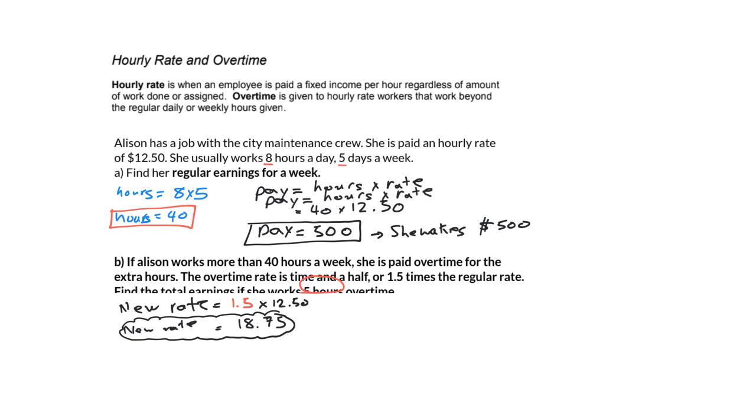We take the hours that we have for our overtime and multiply by our rate. So now we have this. We have 5 hours times 18.75, which gives us an answer of $93.75. Okay, so that is the overtime pay.